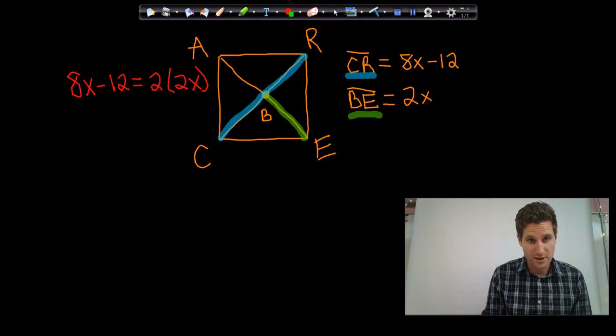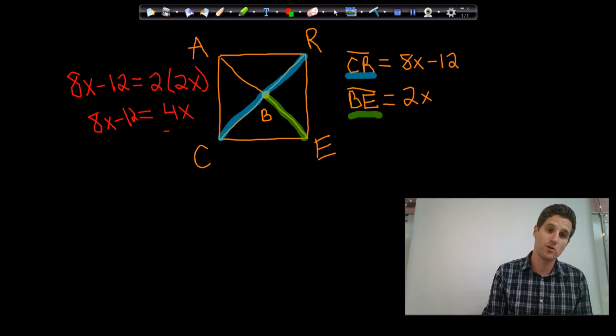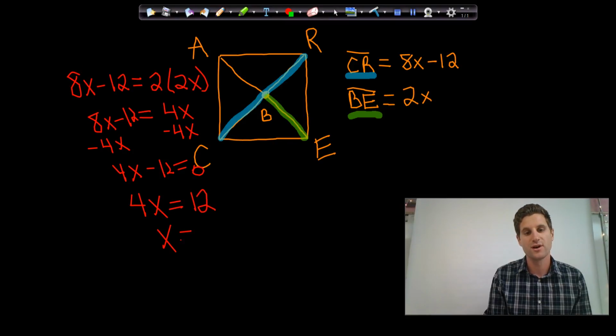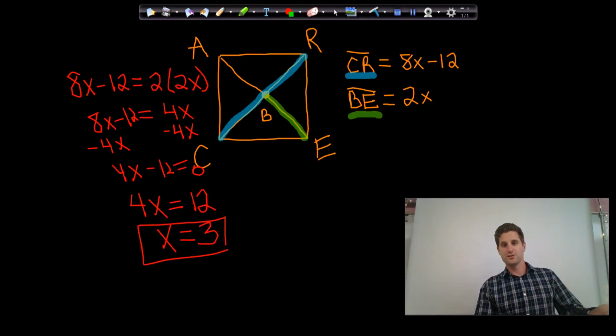And when we do this, we get 4x equals 8x minus 12. And we're going to subtract the 4x over. And we get 4x minus 12 equals 0. That's okay. Add the 12 over. We get 4x equals 12. And then divide by 4, x equals 3. I can plug it back in and solve for some pieces.